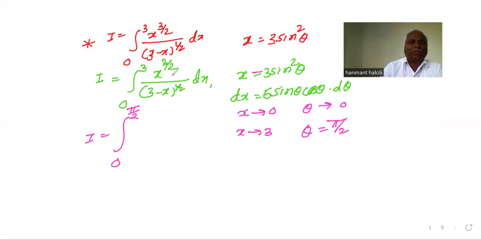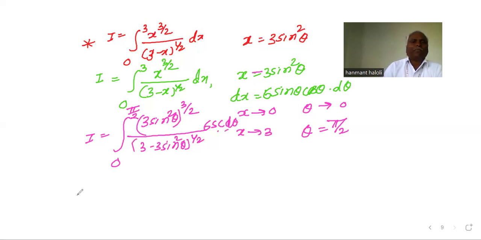And for x you put here (3 sine square theta) raised to 3 by 2, divided by (3 minus 3 sine square theta) raised to 1 by 2, into d theta. And d theta here is 6 sine cos d theta. I'll simplify that in the next line.